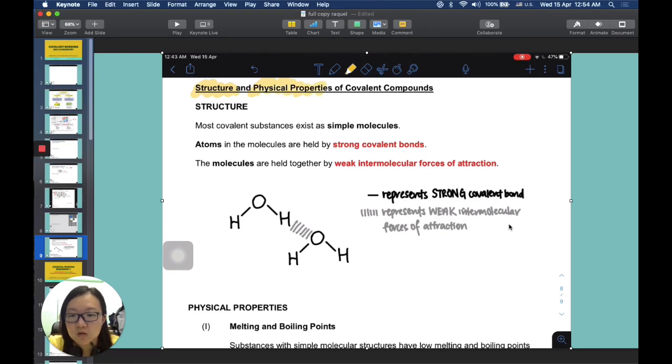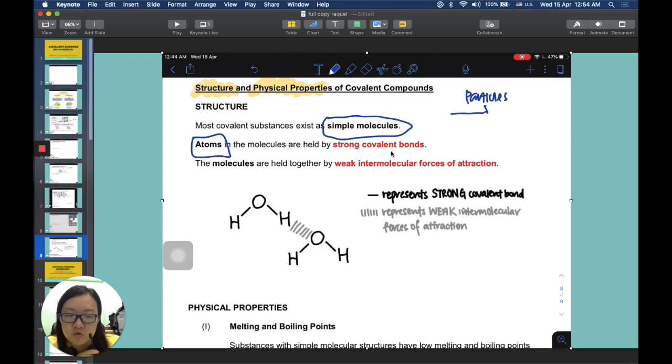Okay, so this part will be highly similar to the one on ionic bonding, just that, of course, the details are slightly different. In terms of structure, you need to know that most covalent substances exist as simple molecules. And now this is the part that will get potentially confusing, but you need to know the difference. The atoms in the molecules are held by strong covalent bonds.